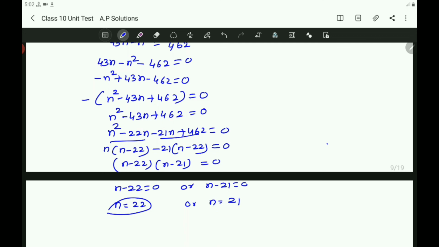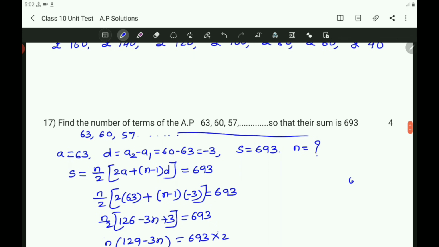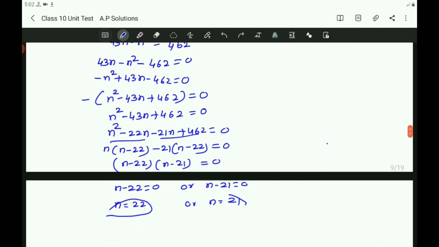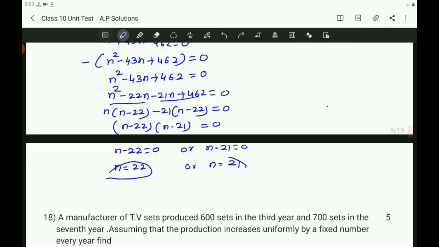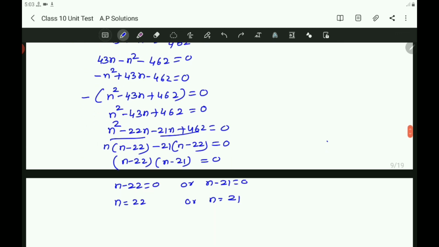Here, how is it possible to get two different values for the number of terms? You know that here the numbers are in decreasing order, and at a certain place the number may become 0. Mostly the 22nd term is 0. Therefore, this value is suitable here. Here, the sum up to 21 terms is the same as the sum up to 22 terms. Therefore, you can write the answer. The number of terms are 22 or 21.